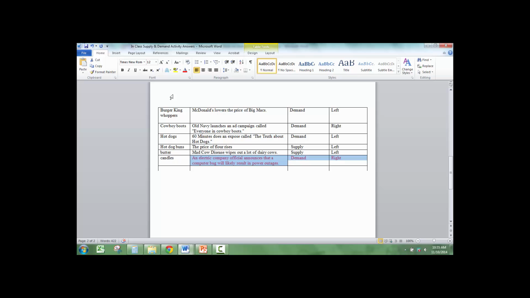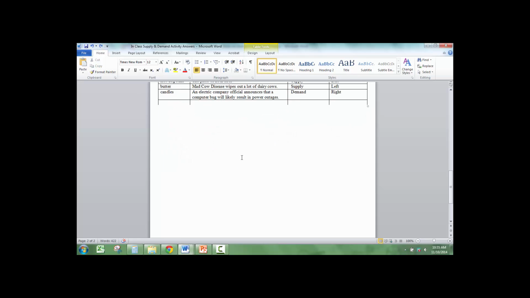And so this is an overview of the supply and demand answers from the homework.